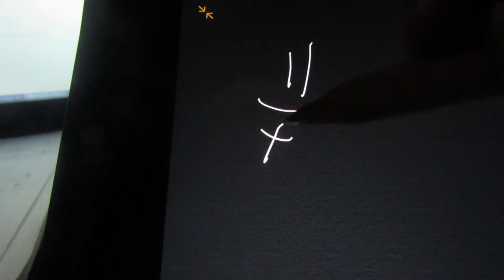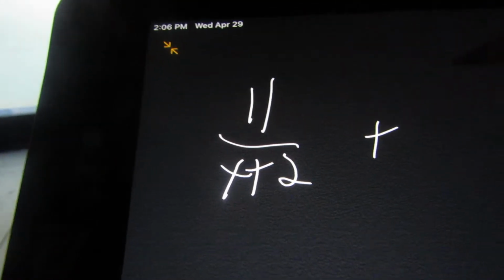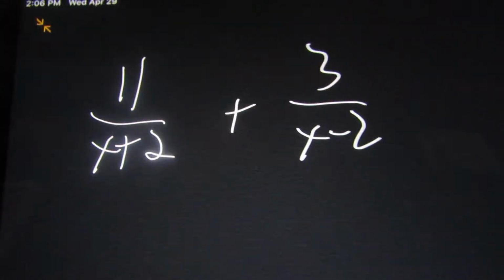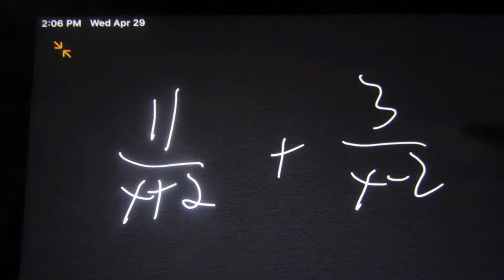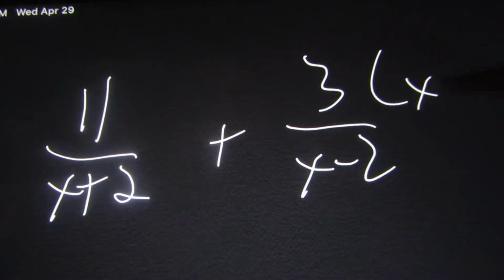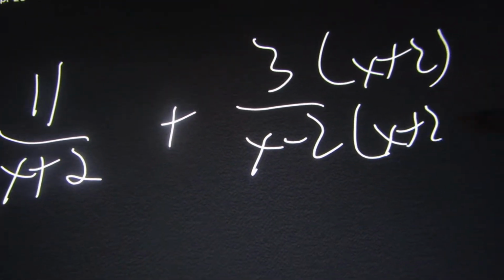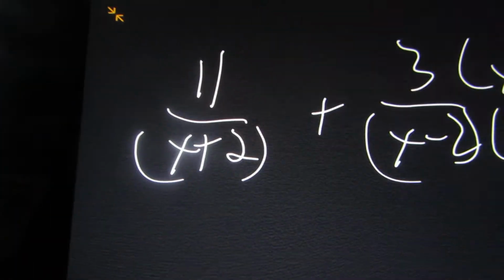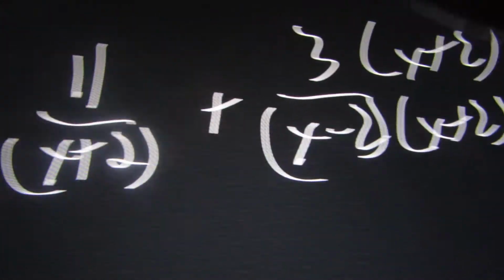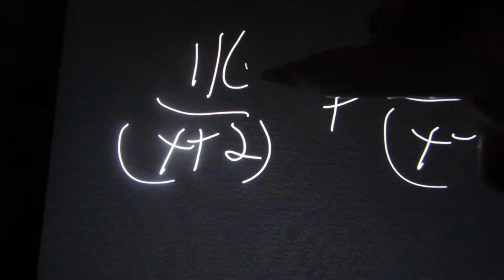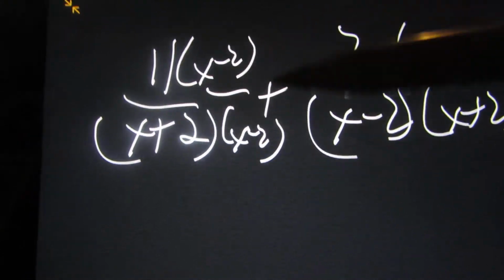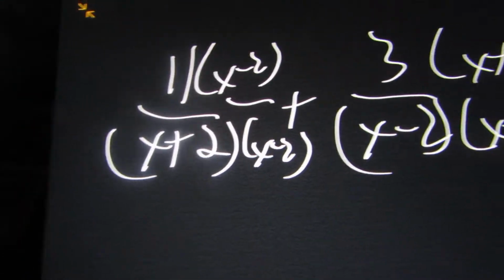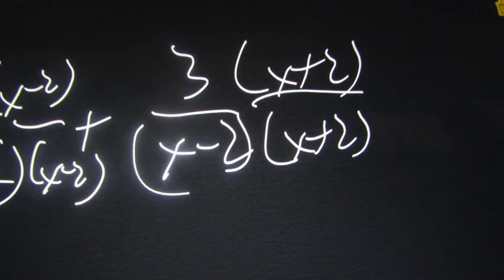Next, let's say we have 11 over x plus 2 plus 3 over x minus 2. Okay, so what do we have in the first that we don't have in the second? It's x plus 2. And I'm going to go ahead and put this in parentheses and this one in parentheses. What do we have in the second that we don't have in the first? And it's x minus 2. So we're multiplying each of these by 1, but it's x minus 2 over x minus 2. This one is x plus 2 over x plus 2.